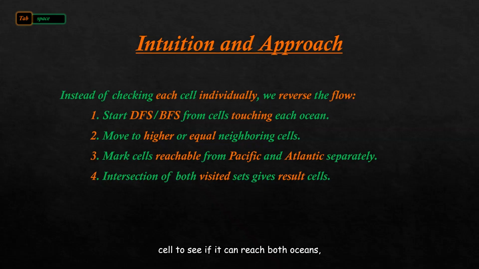Instead of checking each cell to see if it can reach both oceans, which would be computationally heavy, we reverse our thinking. We start from the oceans themselves. From the Pacific and Atlantic edges, we explore which cells can flow into them, moving only to higher or equal elevations. Finally, we find the intersection of these two reachable areas. The overlapping cells are exactly those that can reach both oceans.